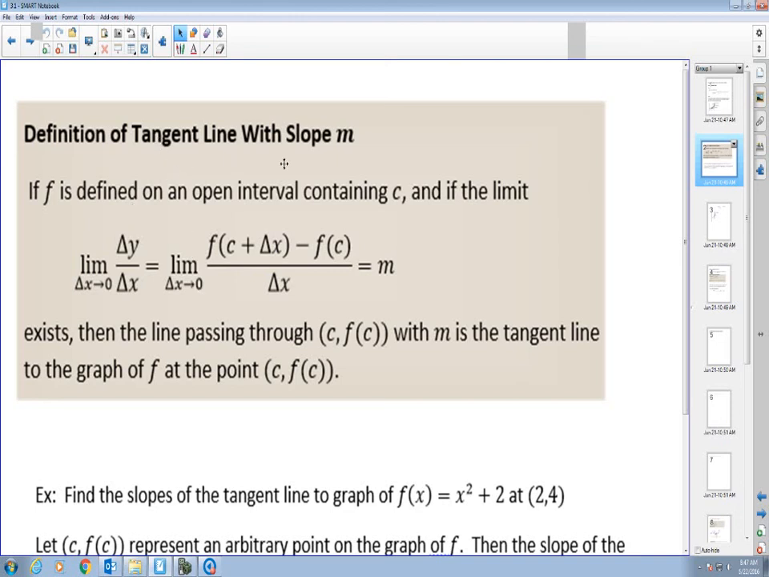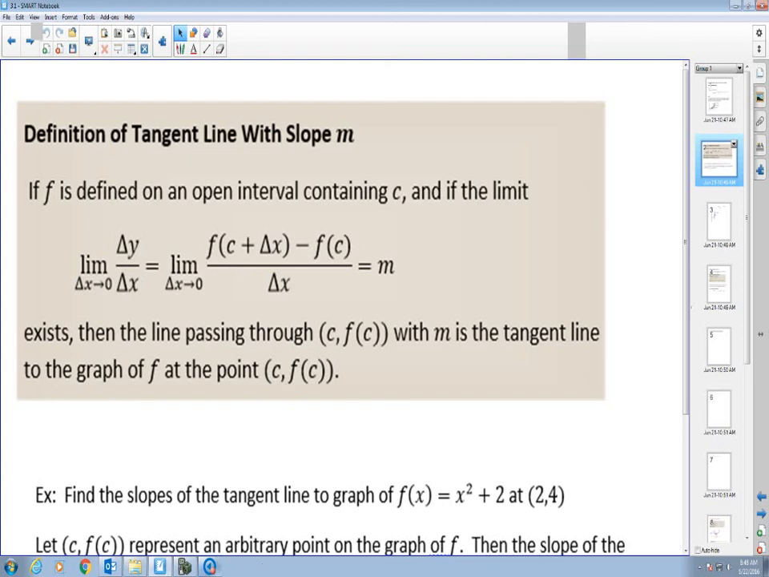Definition of tangent line with slope m. Let's say my function f is defined on an open interval containing c, and the limit of change in y over change in x as delta of x approaches 0 exists. Then the limit of the secant line slopes will become the slope of the tangent line. So if such a limit exists, then the line passing through c comma f of c with slope m is the tangent line to the graph at that point.